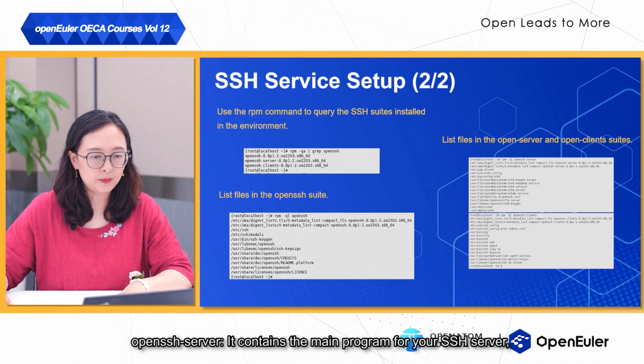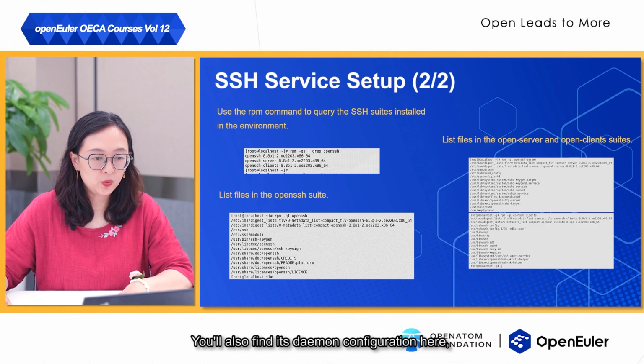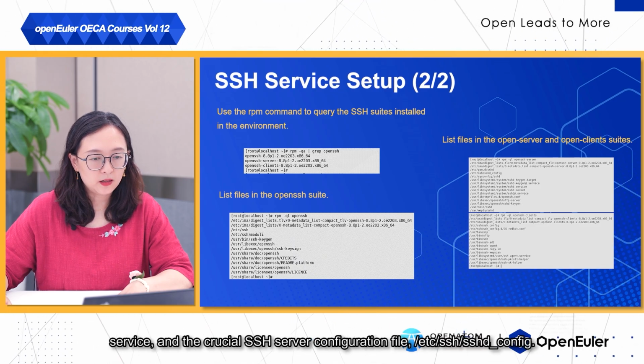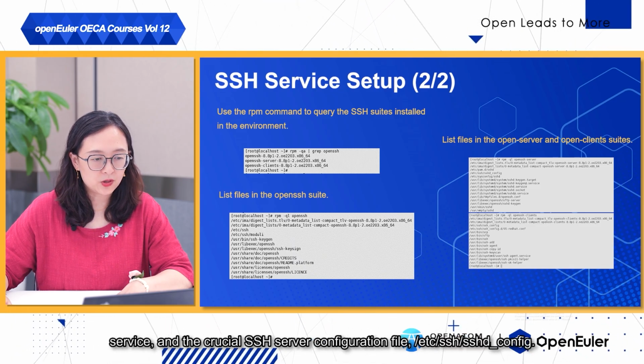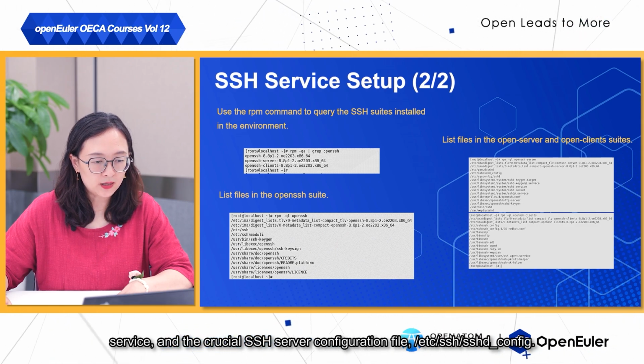openssh-server. It contains the main program for your SSH server, sshd, located at /usr/sbin/sshd. You will also find its daemon configuration here, /usr/lib/systemd/system/sshd.service, and the crucial SSH server configuration file, /etc/ssh/sshd_config.